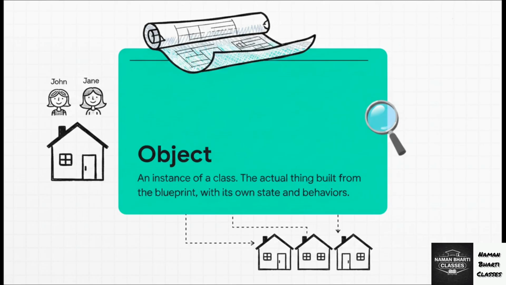It's a specific, real thing. So using our student class blueprint, we could create tons of different student objects. We could have one for John, another one for Jane. Each of them has their own unique name and their own grades, but they all follow the same fundamental structure that was laid out in that student class.